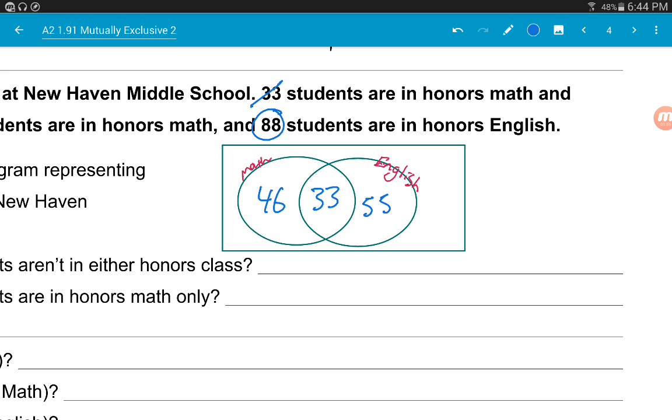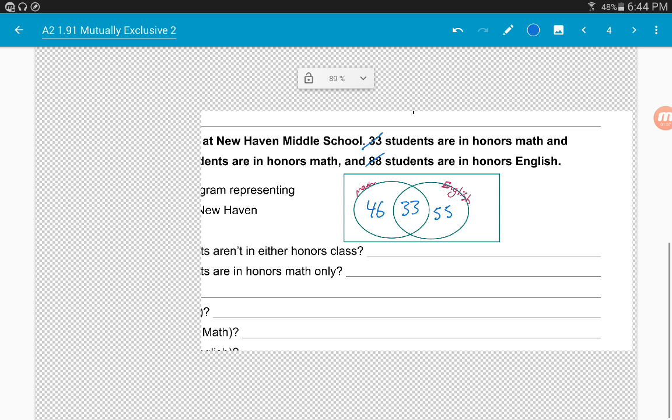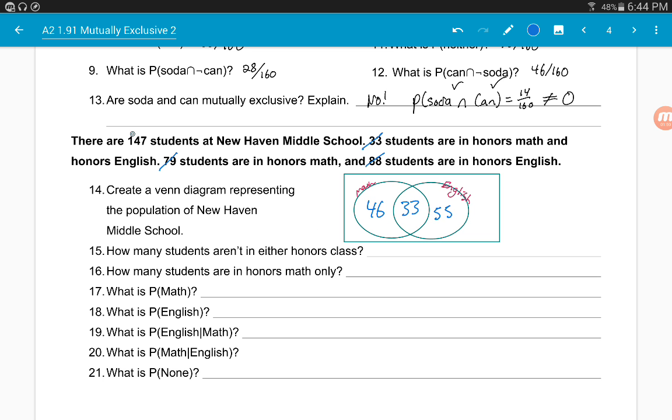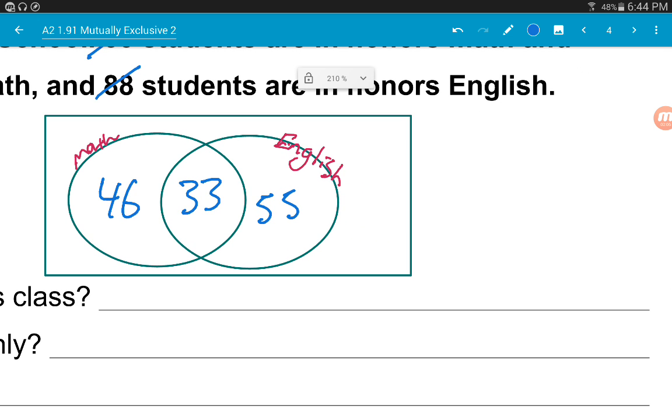I've used the 88. And the last number that I need to use is the 147. So there are supposed to be 147 students in total here. Let's see how many students we have right now. 46 plus 33 plus 55. 46 plus 33 is 79 plus 55.